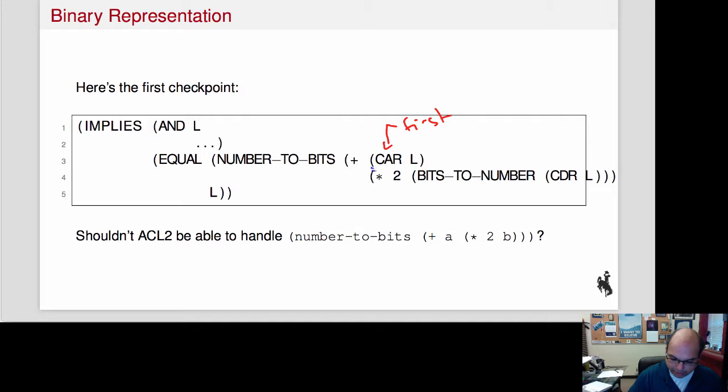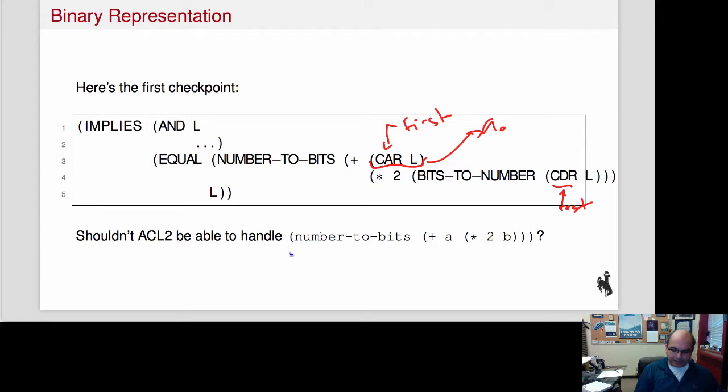So car L is really basically just A naught, okay? And then bits the number of cdr L, this is the rest, right? So I take bits the number of the rest of L, I convert that to a number, then I multiply by 2, and I add A naught. Hey, that really is the number that I start with, so number to bits should work, okay?